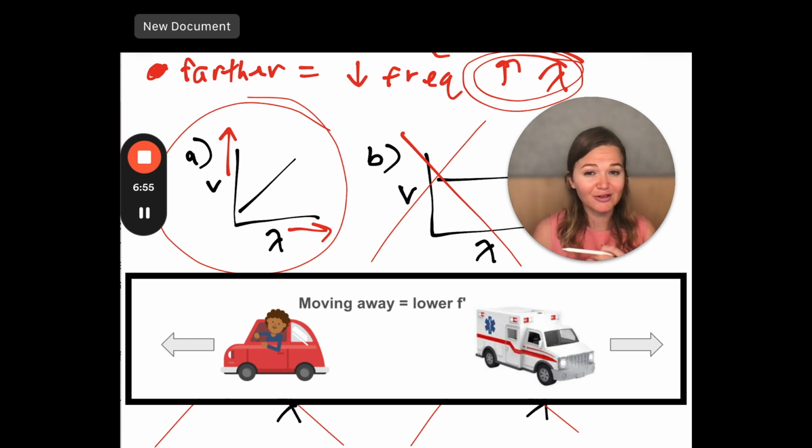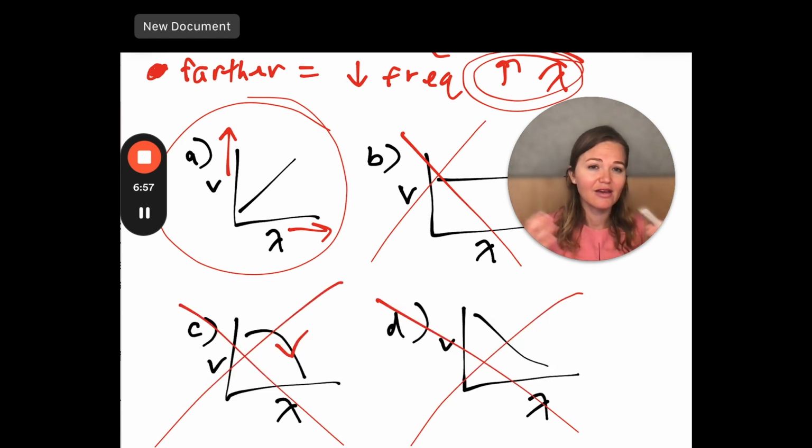So in this case, we were just looking for a graph that matched that case, where the farther apart the objects got, in this case the proxy being the faster they were traveling away from each other, the farther apart they're going to get, you're going to get that increase in perceived wavelength.